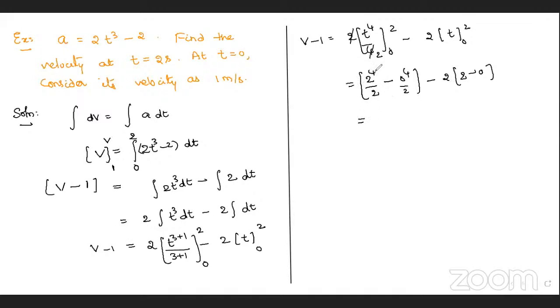Then 2 power 4 means 16, Nana. 16 by 2 is 8. Of course, the lower limit gives 0. It is 5 only, this time it is correct. Minus 2 twos are 4, 2 minus 0 is 2. So 8 minus 4 is 4. So V minus 1 is equal to 4. Therefore, V is equal to 4 plus 1, taking it to the other side, that is 5 meters per second.